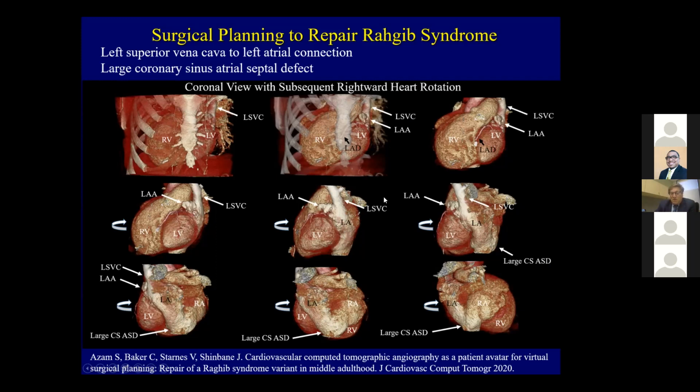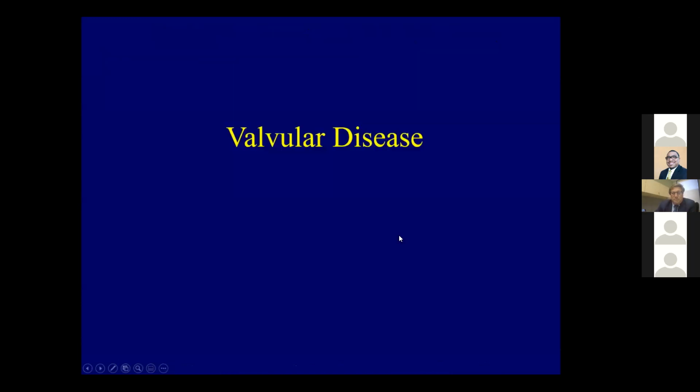The patient needed a special Dacron graft to connect the structures, and we were able to size the length as well as the size of the graft that was going to be used to make this happen.